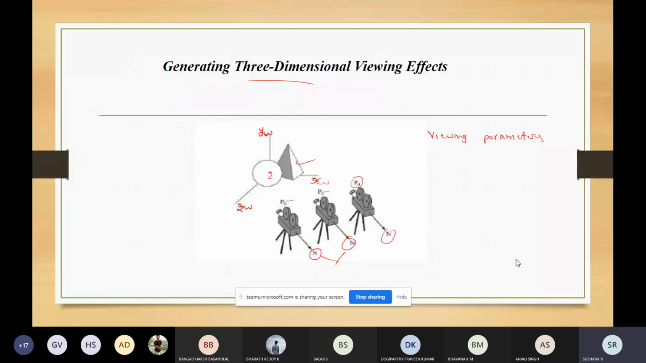And also, you can move this camera through this scene. You can take this as a scene. You can move this camera through a scene, or you can use this camera to follow an object that is moving in the scene, by keeping the direction of n fixed as we move through this viewing position. So that can also be done.